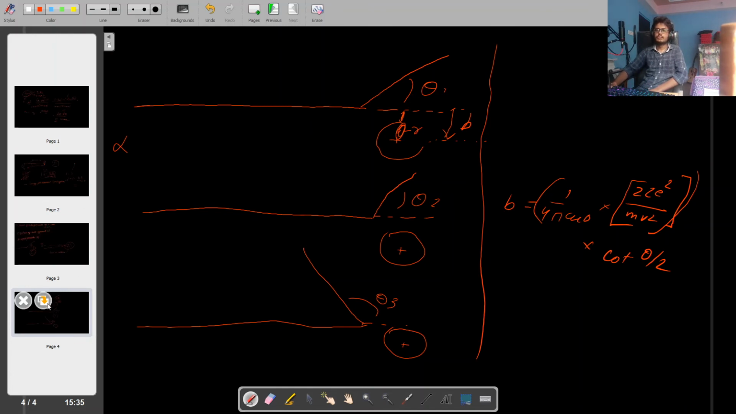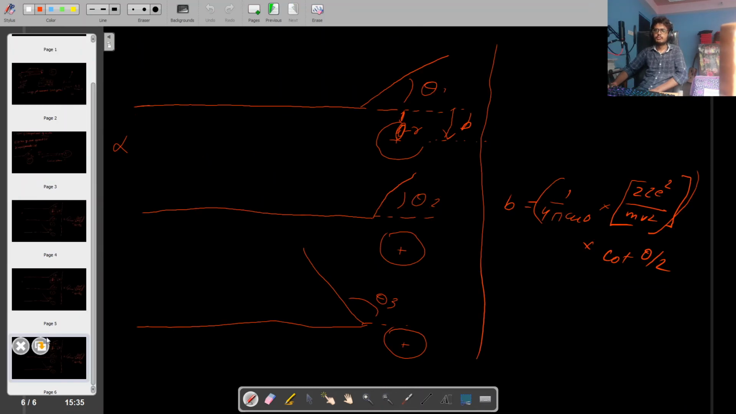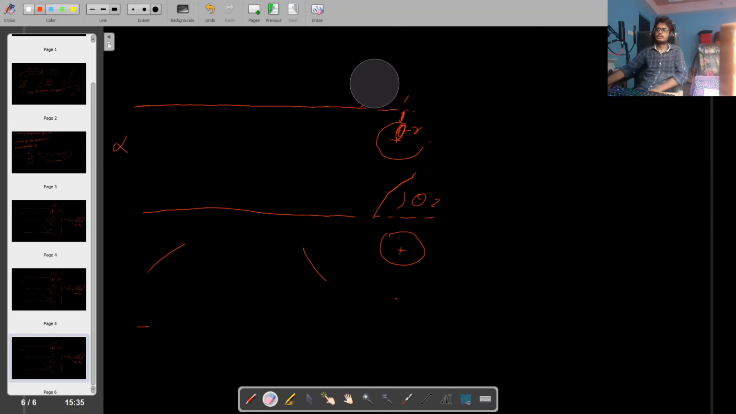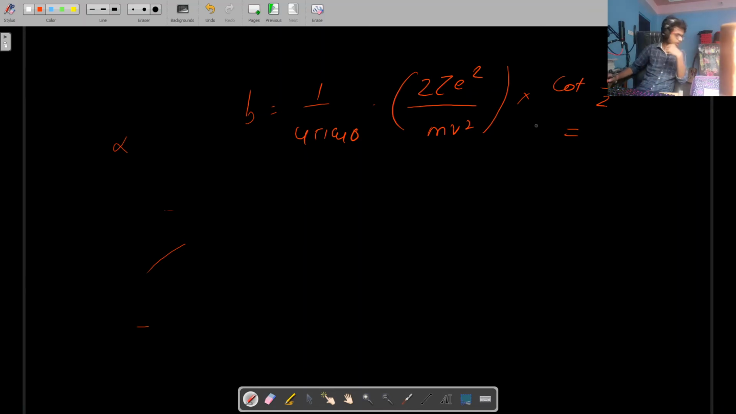So B equal to 1 by 4 pi epsilon naught into 2 z e square divided by mv square, that is the kinetic energy, into cot theta by 2. So this is the formula of B that you need to remember.